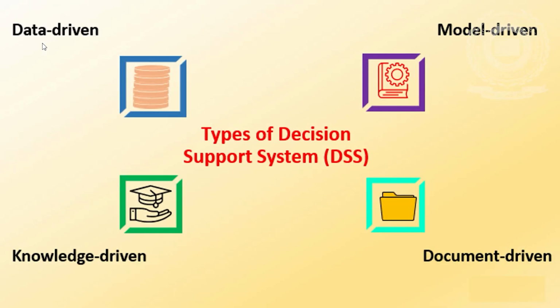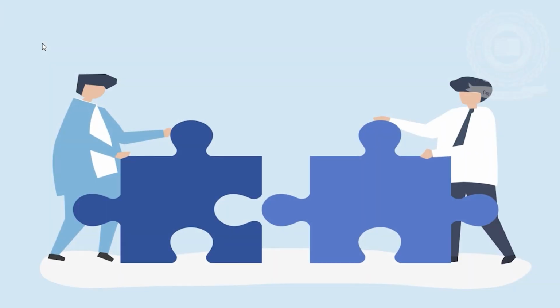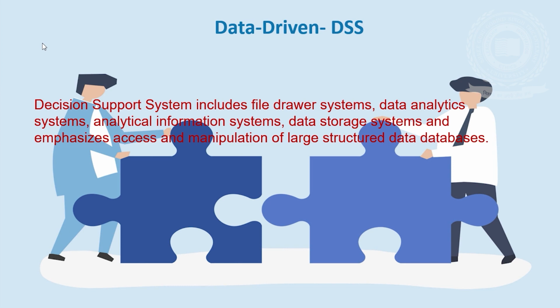Now let us discuss types of decision support system. The main types of decision support system are data driven DSS, model driven DSS, knowledge driven DSS and document driven DSS. Data driven DSS includes file drawer systems, data analysis systems, analytical information systems and data storage systems, and emphasizes access to and manipulation of large structured databases.